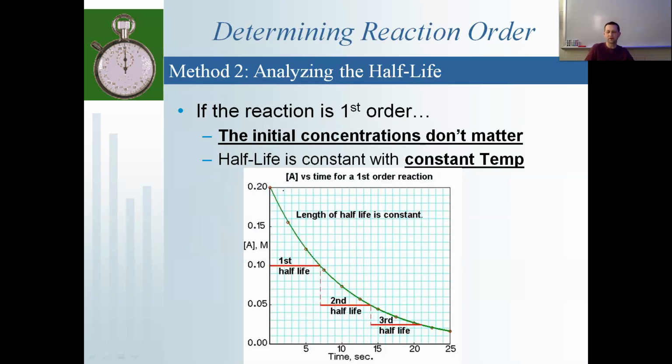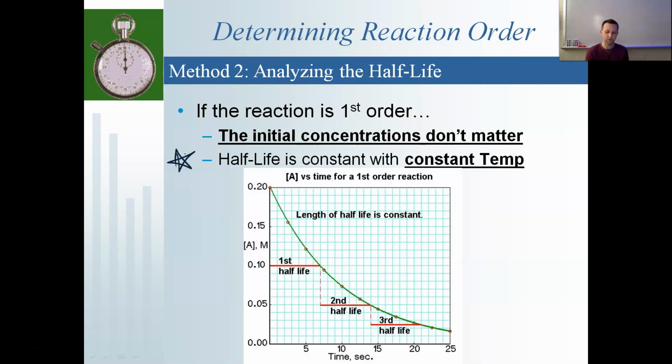So this is important. Let's take a look at some of these graphs. If the reaction is first order, the initial concentrations don't matter. We already talked about that. The half-life is constant with a constant temperature. So please take note of that here. Sometimes you're just given a graph and you have to figure this out. So if I gave you this graph and I said, tell me if this is a first or second order chemical reaction, you want to analyze the half-life.